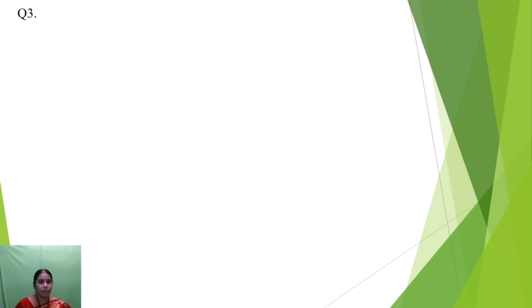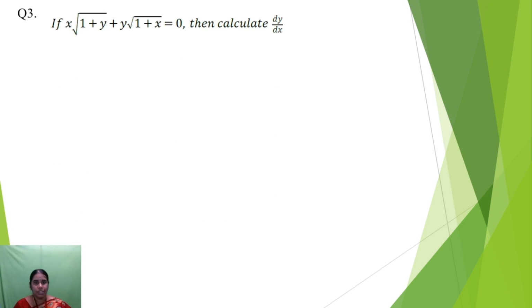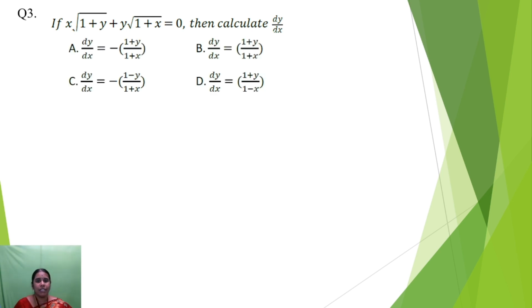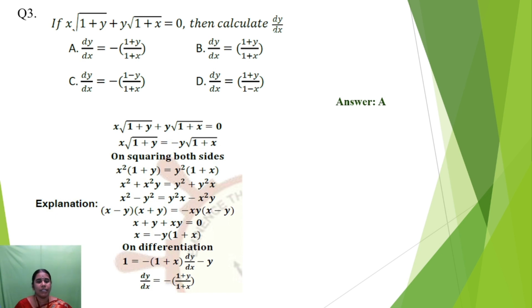Next question number 2. If x is equal to, they have given one expression, then asking to calculate dy by dx. Same thing. In the first problem they gave it in terms of powers; here they have given it in terms of a root. We just go through x into root of 1 plus y, separating the equations into two sides.